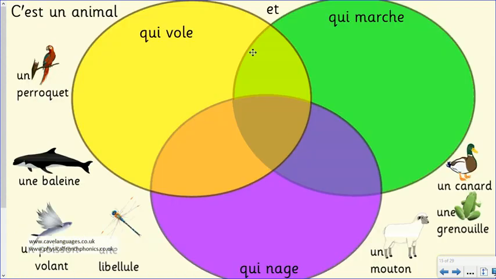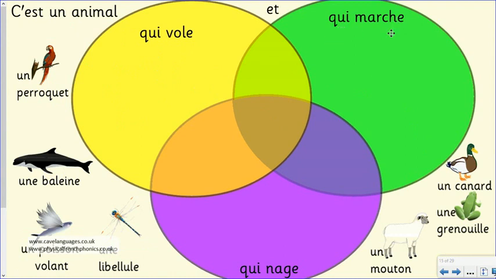Okay, here's a Venn diagram. Probably seen a Venn diagram before in maths. C'est un animal qui vole. It's an animal which flies. So in this section here are animals that just fly.